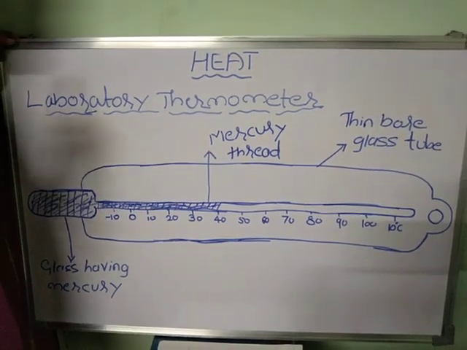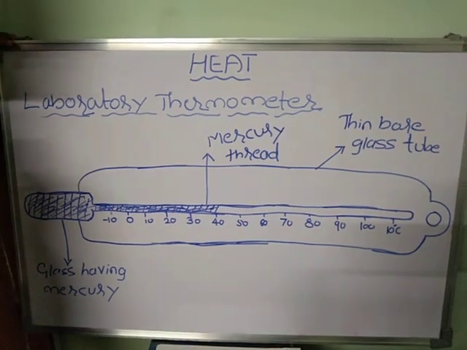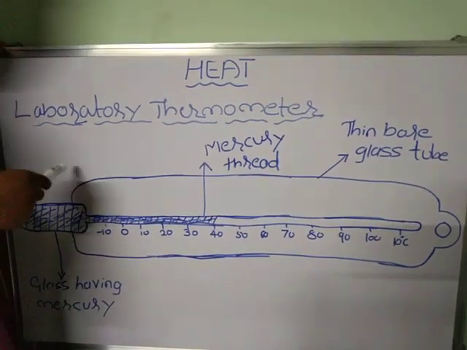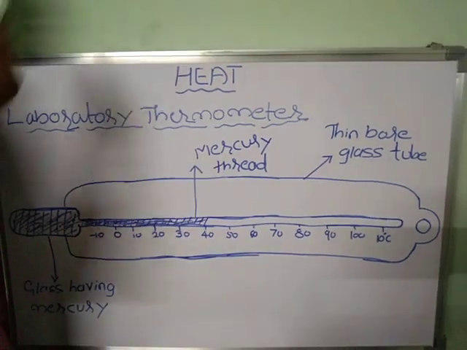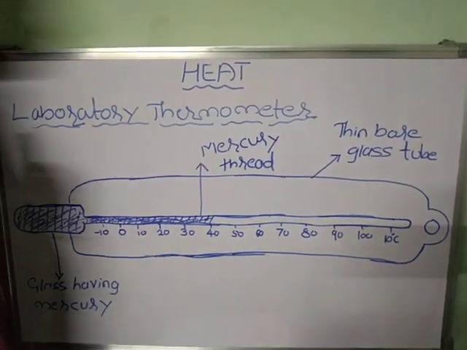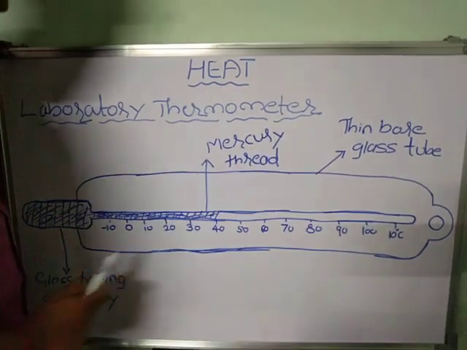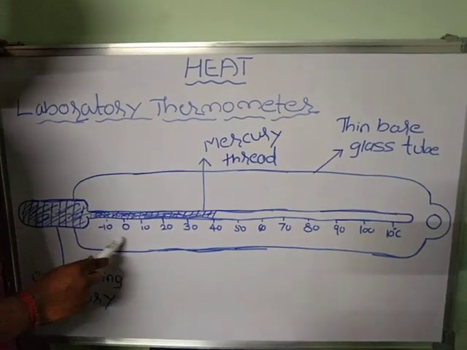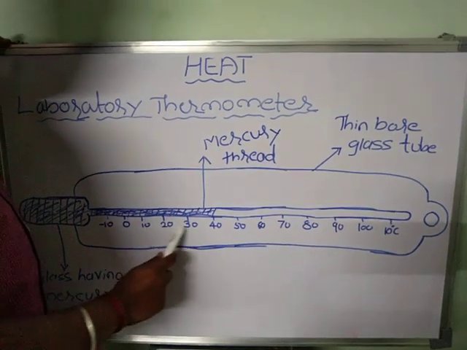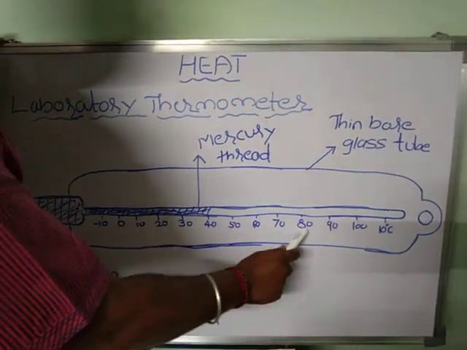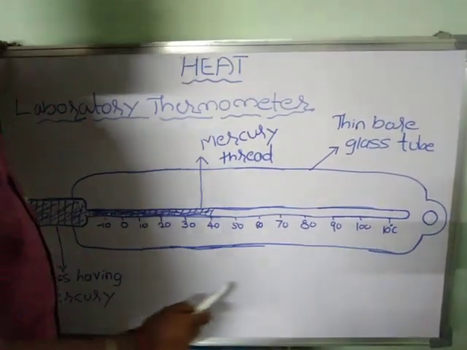For example, when conducting experiments, sometimes we need to take the room temperature. In that situation, we have to make use of this laboratory thermometer, not the clinical thermometer. This laboratory thermometer ranges from minus 10 degrees centigrade to 110 degrees centigrade. You can see here minus 10, 0, 10, 20, 30, 40, 50, 60, 70, 80, 90, 100. This last one, 10, you have to read as 110 degrees centigrade.